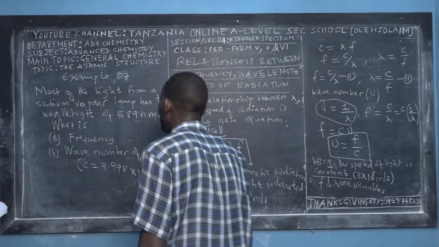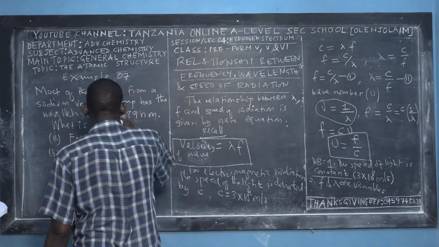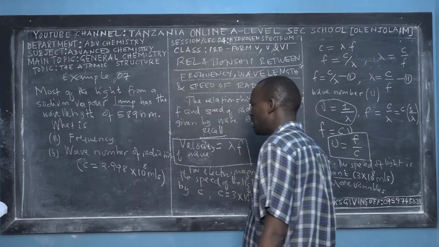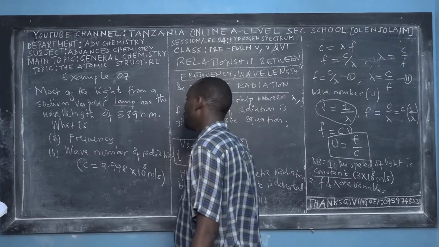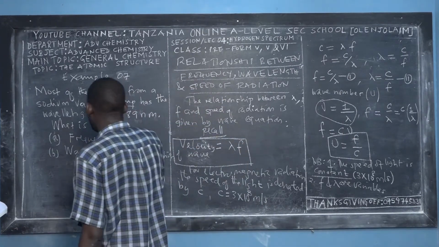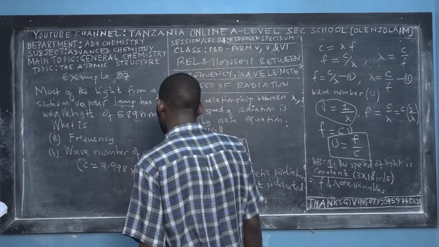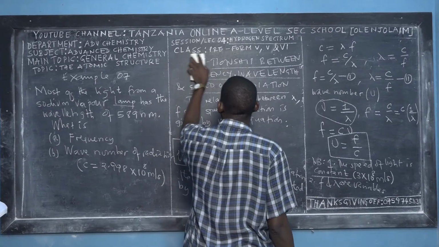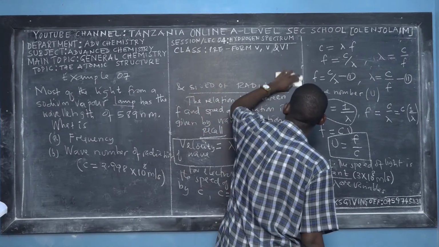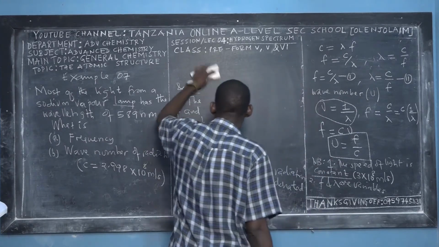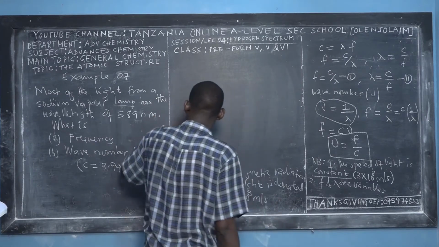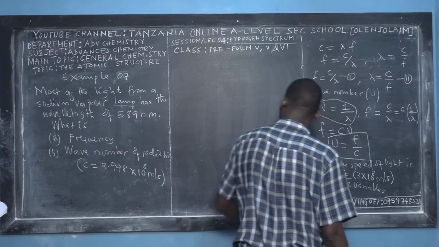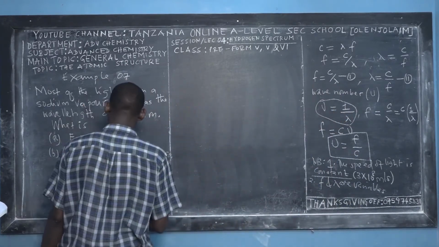We say that most of the light from the sodium vapor lamp, so it's just like a normal bulb, but it contains sodium within it, has a wavelength of this. What are the frequency and wave number of the radiation when the speed of light is that one? Chemistry is beautiful. Do you enjoy it? So, solution.